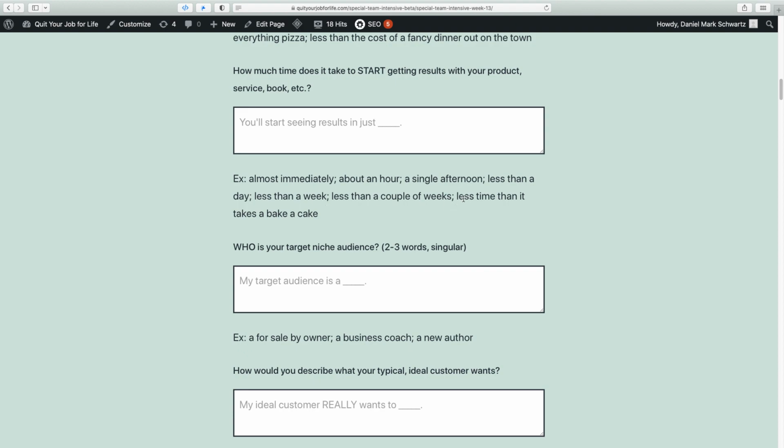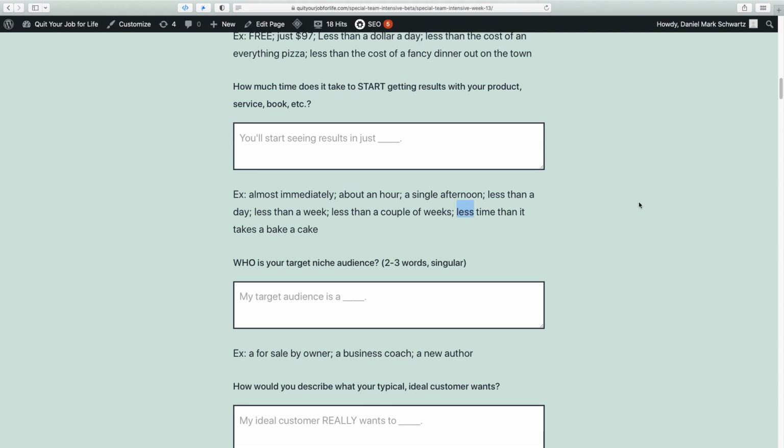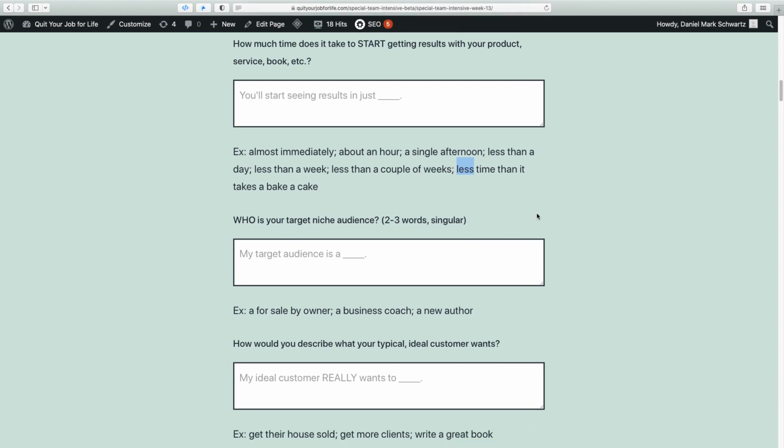bake a cake. So you can also use a time comparison like we use a price comparison to something they normally do. So if you're talking about how to write a better report or write a better article, you can say in less than the time it takes for you to write an article, we can teach you how to write it 10 times as good, that's the idea.